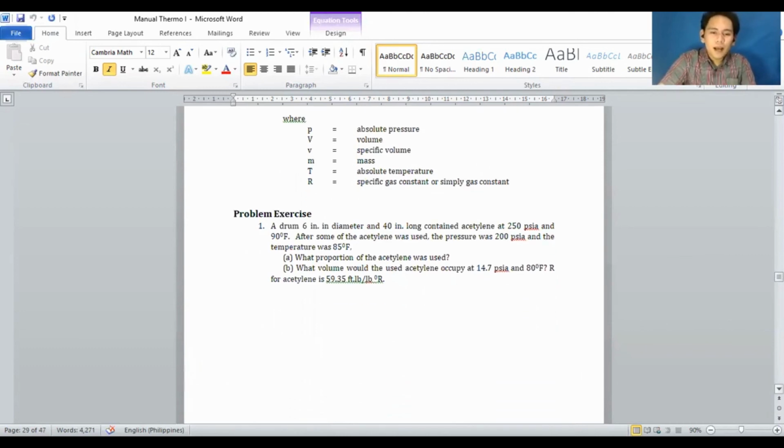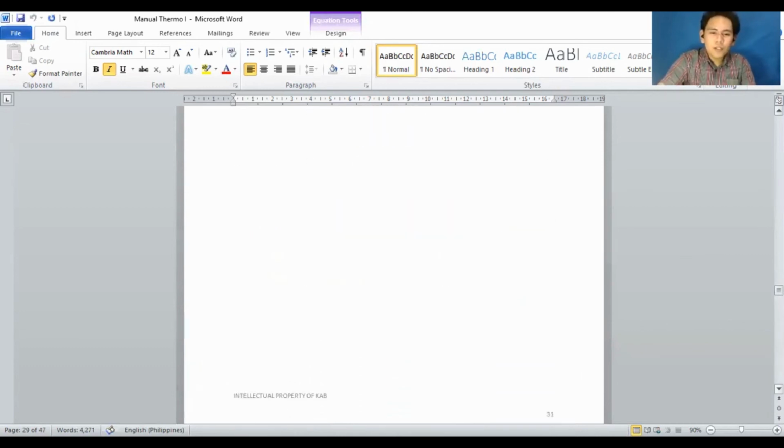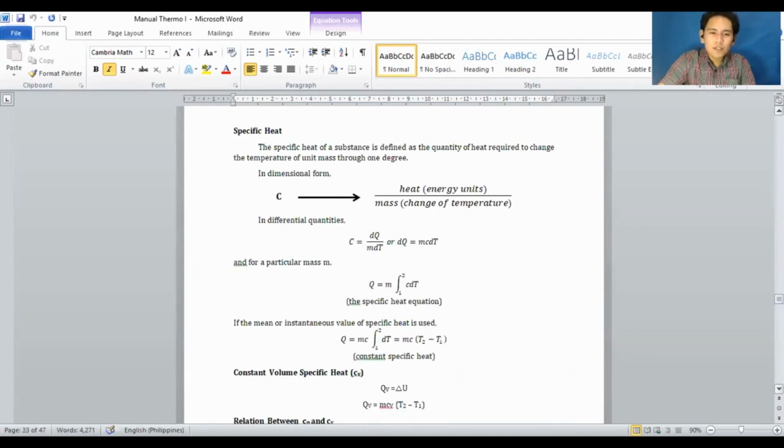Then, after that, we also discussed the topics for your specific heat. Your specific heat has CP and CV. Now again, if the problem is stated at constant volume, you have to use CV, whereas if the problem is stated at constant pressure, you have to use CP.